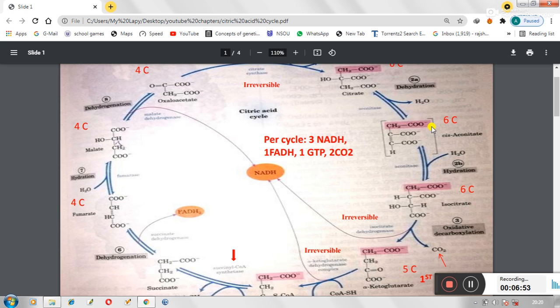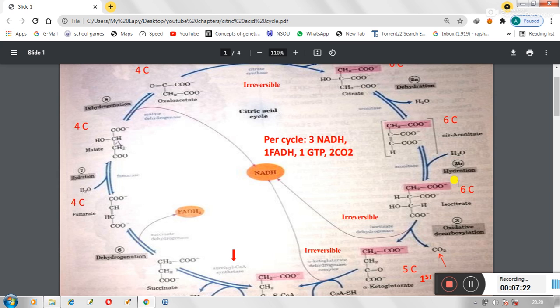The differences between isocitrate and cis-aconitate are very small. Only an OH group is present here, and in this case no OH group is present. So this OH group has come from water. This is another hydration reaction. So the sequence is condensation, dehydration and hydration.